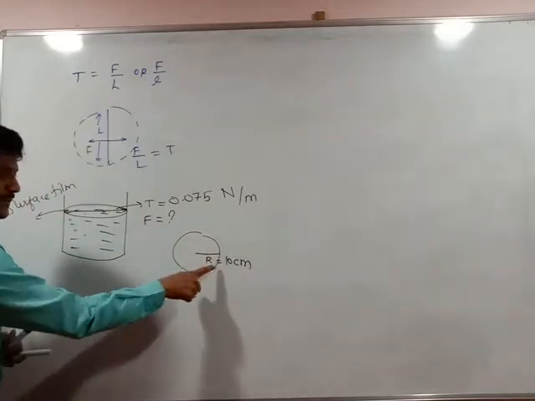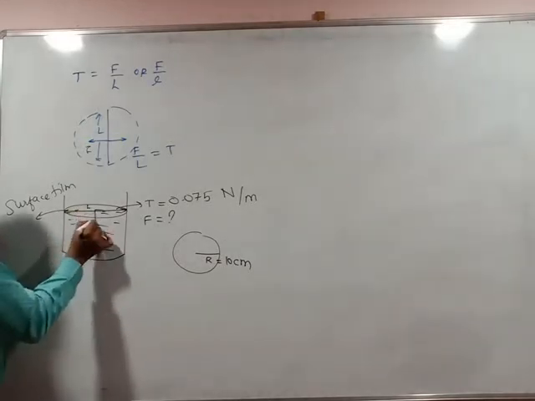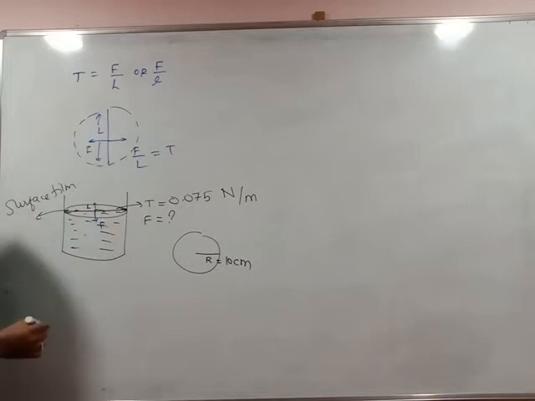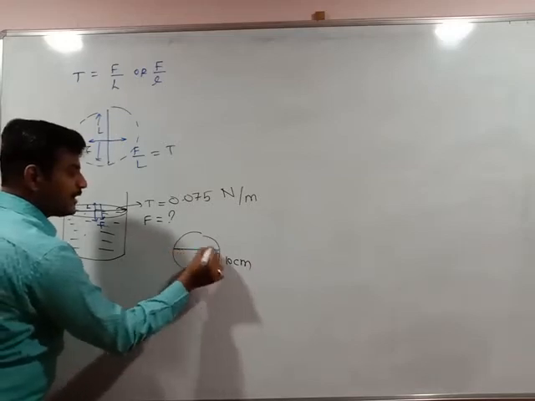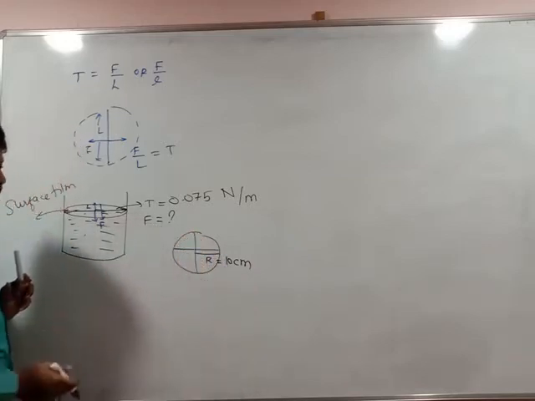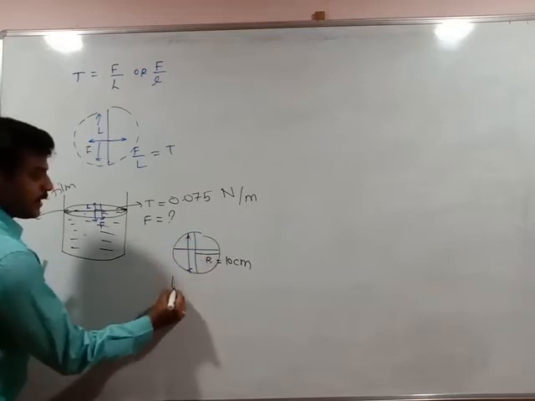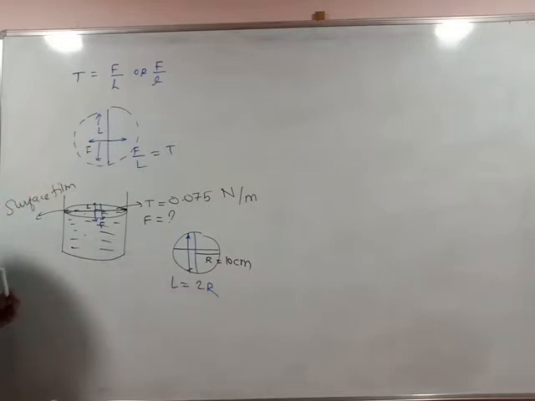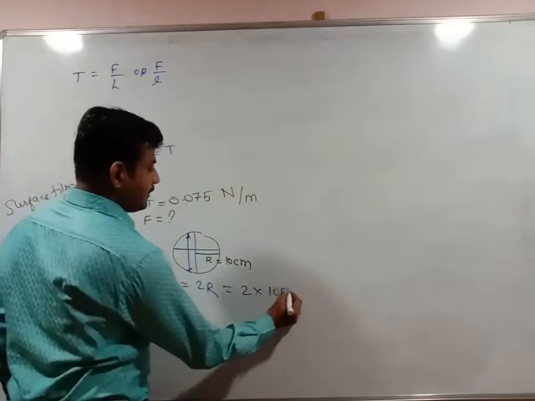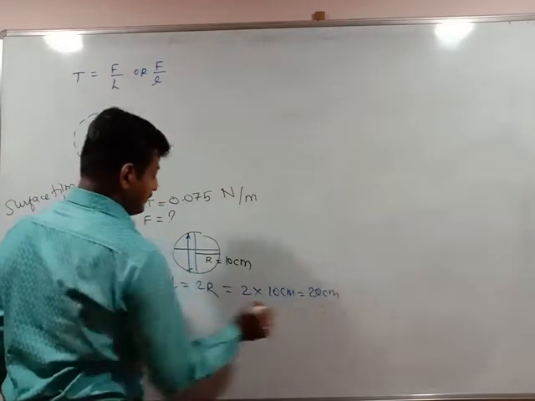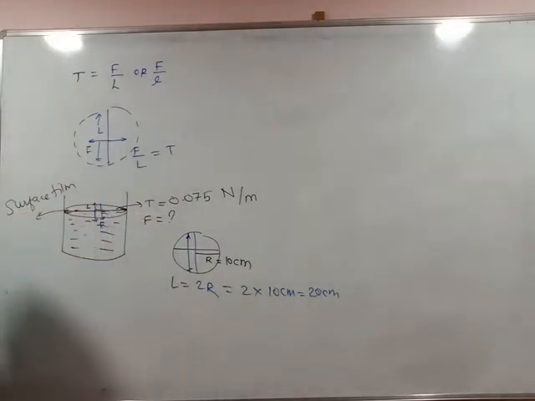From here to here, look, the radius is given. This is said to be L. This is the length on which forces are acting. Or you can consider this as a line, it doesn't matter. If the radius is given, you can find this length. If this is the radius, what is its length? Length is said to be 2r. So 2 into radius, 10 centimeter, that is 20 centimeter, is the length along which we are going to apply the force.